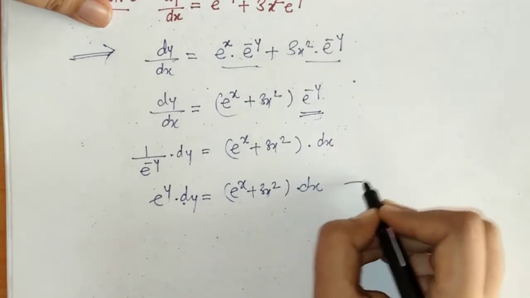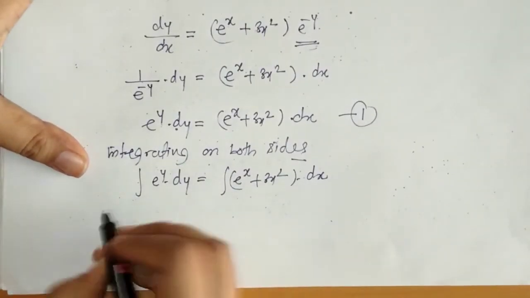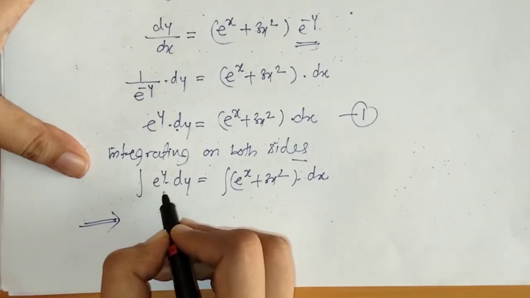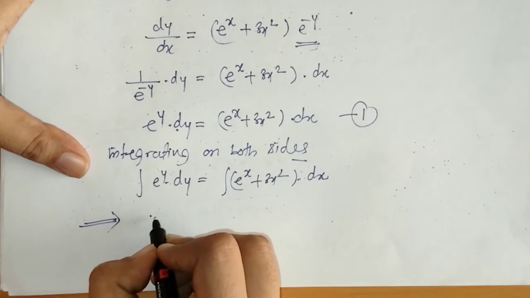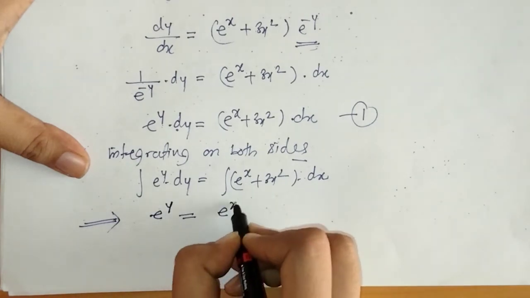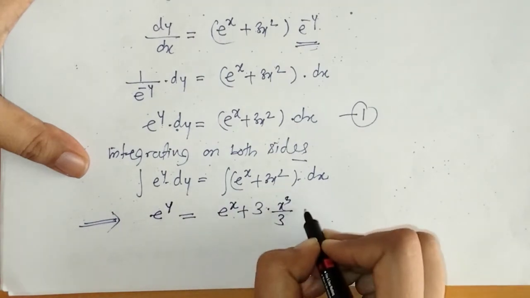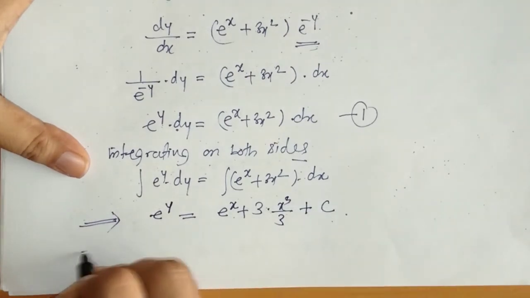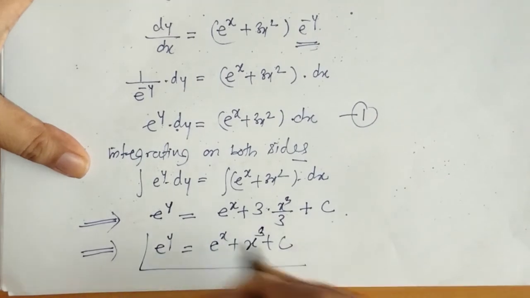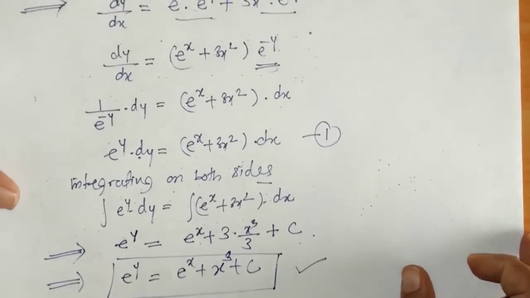So what we have to do, we have to integrate on both sides. Now, yes, we can find the solution of this one: e raised to y integrated with respect to y. So here this is e raised to y, right? And e raised to x integrated is e raised to x. And x square integrated is x cubed by 3. This is the integration constant c. So yes, here we have the required solution. So in this way we have found the solution.